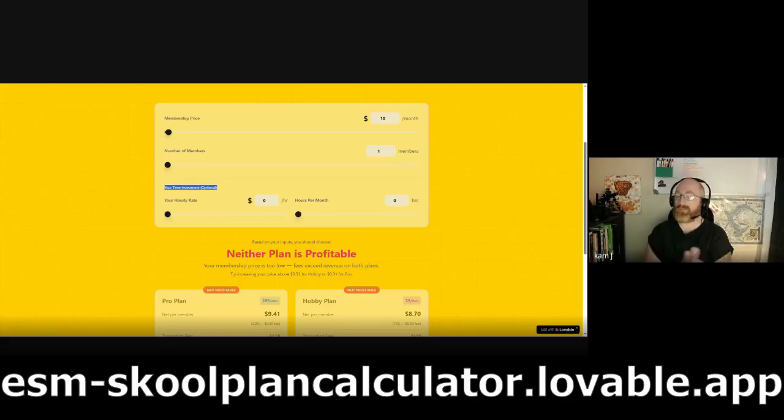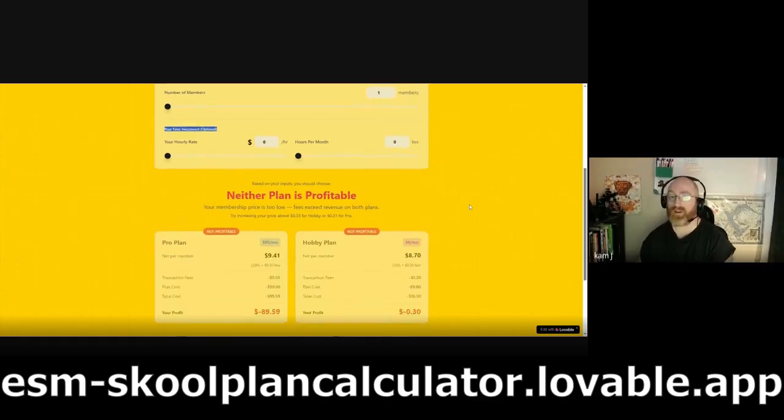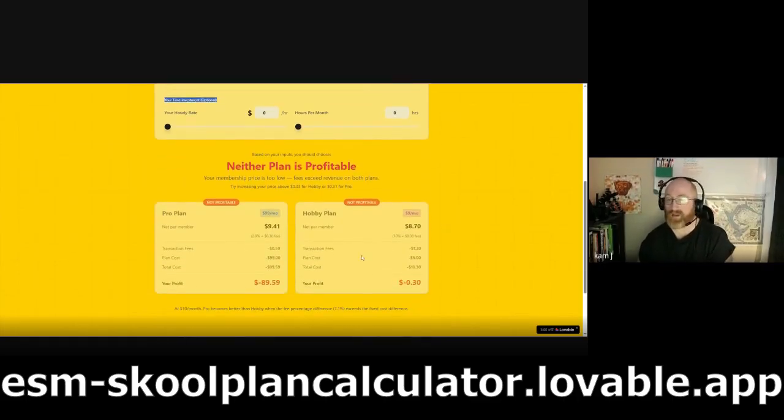So we got our membership price at $10 a month and our number of members at one member. And we see with this situation right here, neither plan is profitable. The Hobby Plan is going to lose us money; your profit is negative 30 cents. With one member, we're going to be earning $8.70 on the Hobby Plan. With the Pro Plan, we're going to be earning $9.41, but it doesn't matter because we're paying $100 a month in plan cost. So our net profit here is negative $89.59.